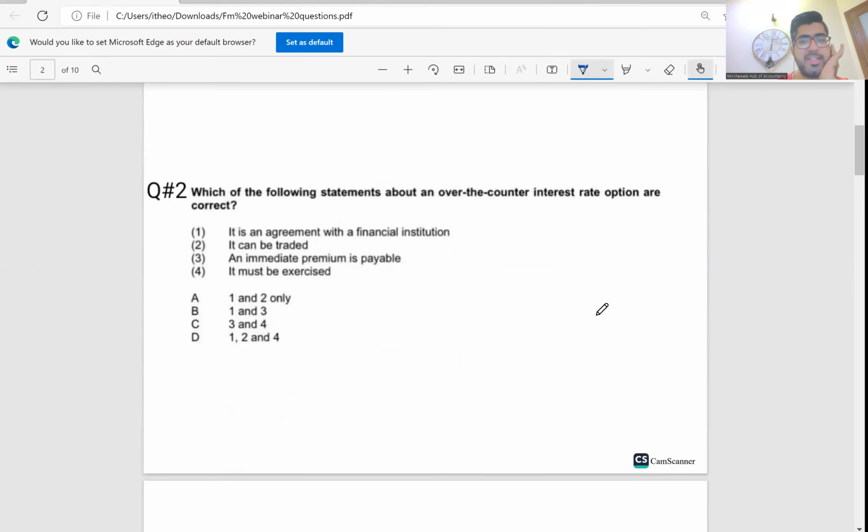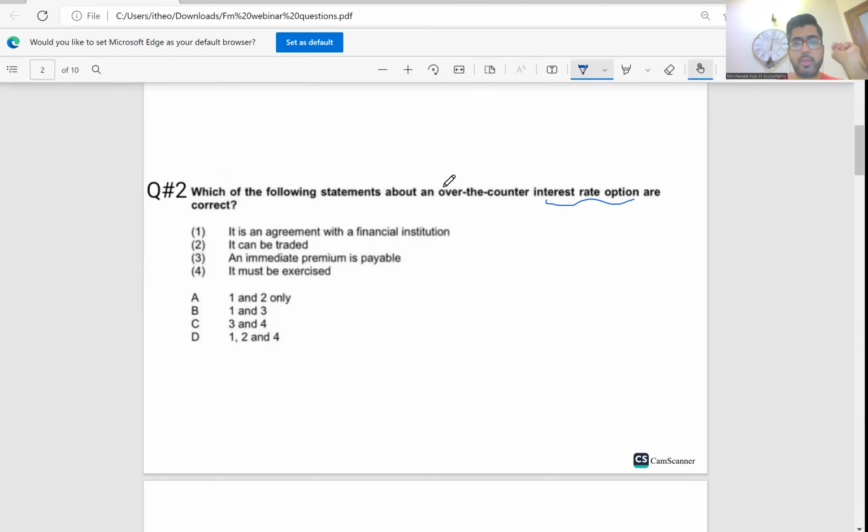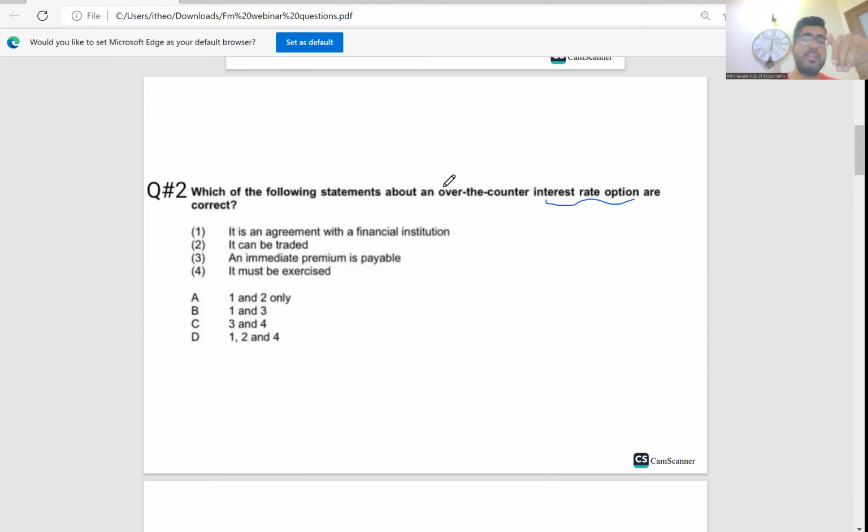Question 2, a basic question about futures, options, swaps. Which of the following statements about over-the-counter interest rate options are correct? You might have studied currency futures, currency options, currency swaps, interest rate futures, interest rate options, interest rate swaps. The characteristics are the same for futures, options and swaps. You must learn the characteristics as I have taught you: futures are for standardized amounts, they are tradable, settlement can be done before, and there is no physical buying or selling. And for options, it only gives a right, no obligation.